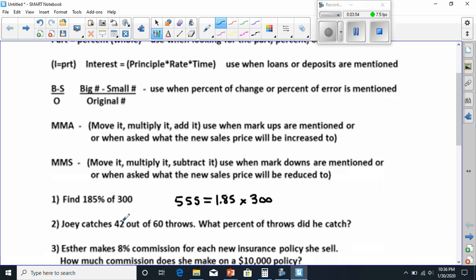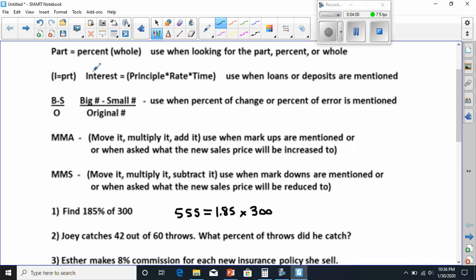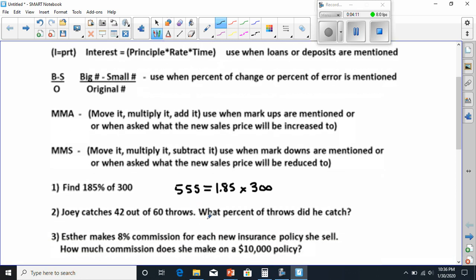Well, it mentions that he catches 42 throws. So we don't need to find the percent of error. We already have the information. We've got the part of the whole right here. And when we do that, we can see that we're going to be looking for the part and the whole, part equals percent times whole formula. So the whole is going to be 60 throws. We're looking for the percent, so we'll leave that as P. And then that's going to equal 42.